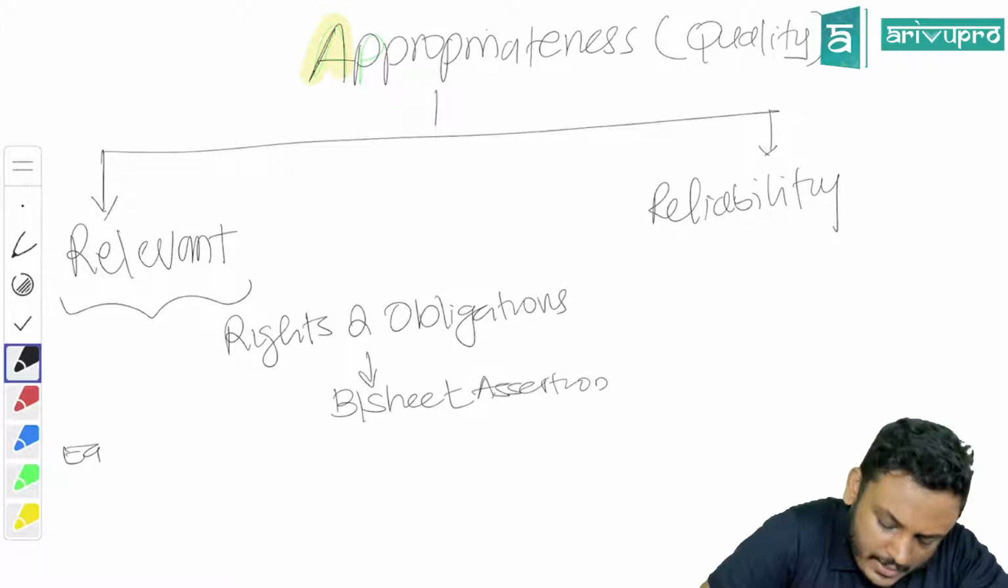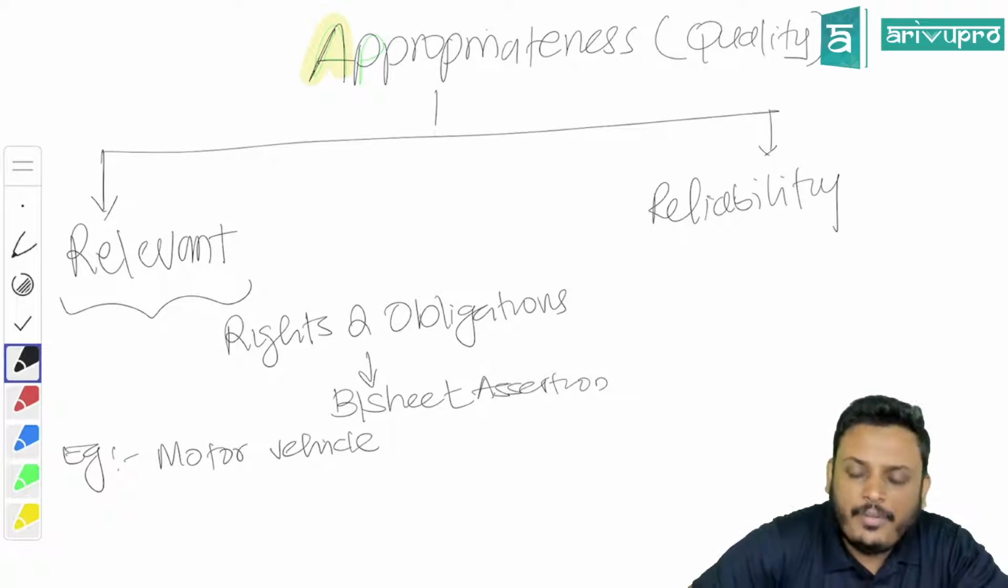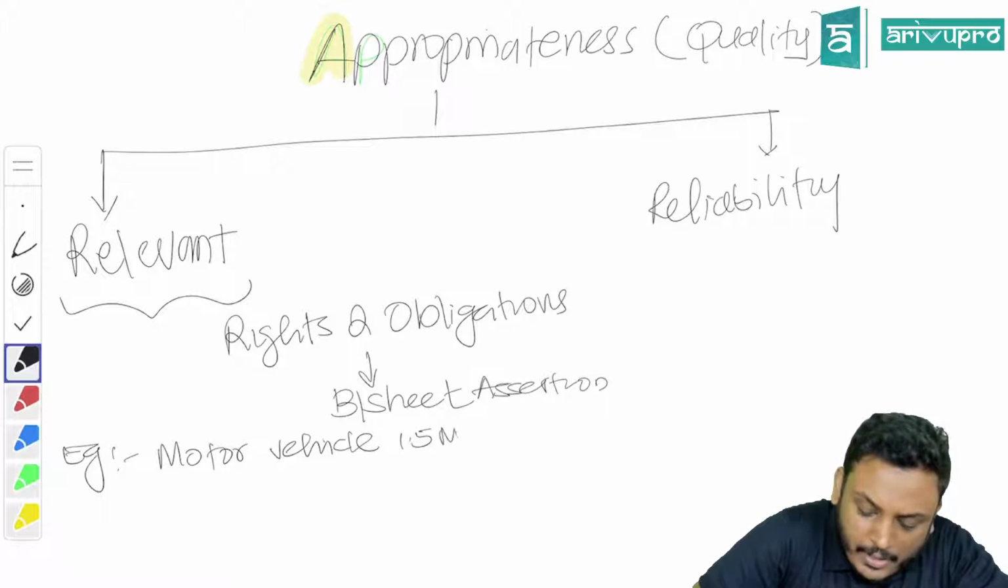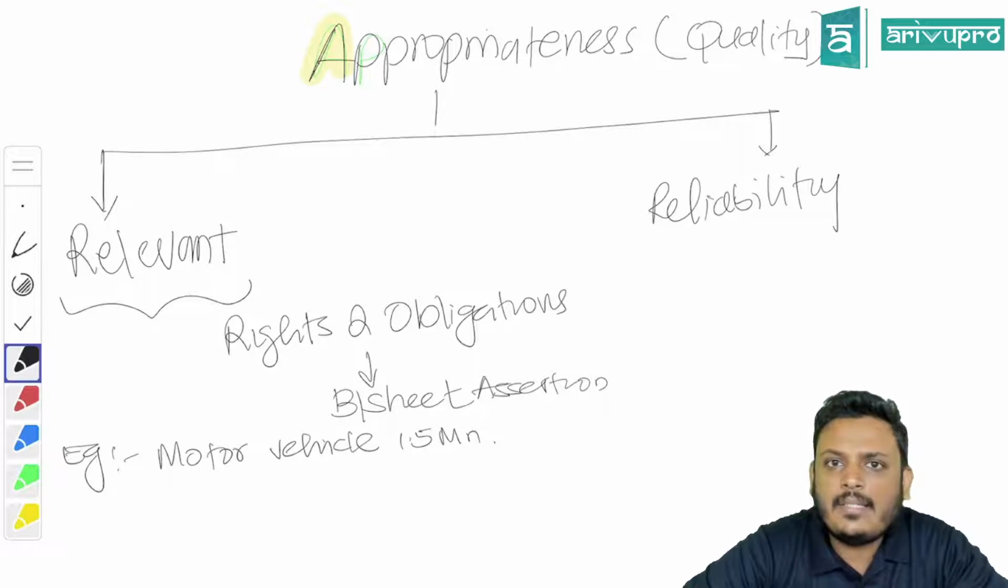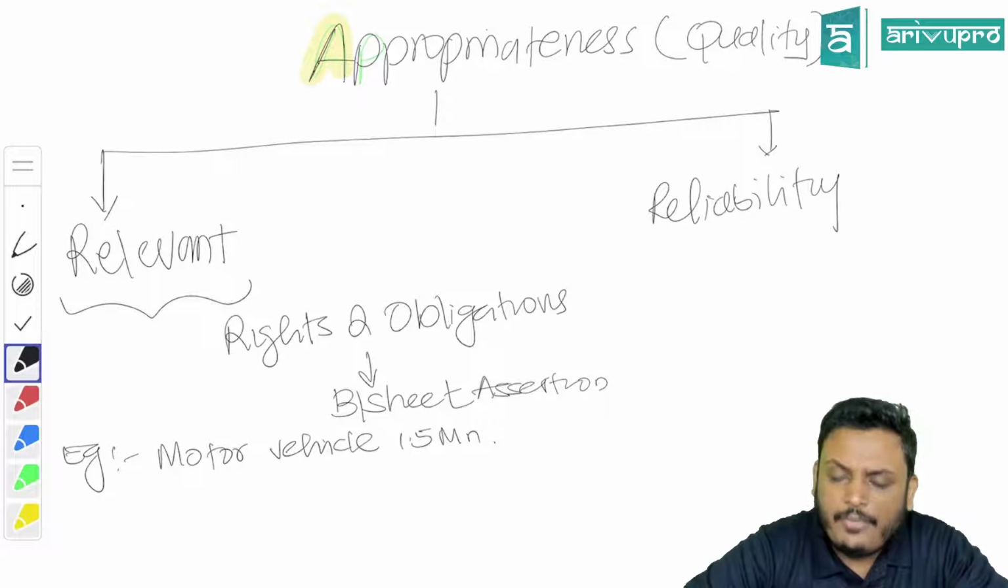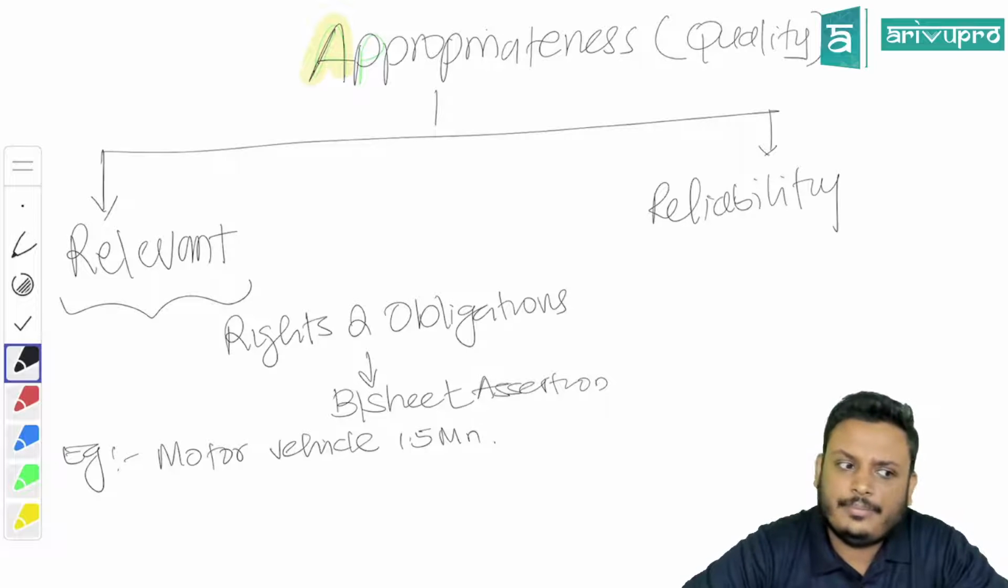For example, let's take a motor vehicle. The motor vehicle is 1.5 million. If you go to a client's place, the client gives you the financial statements, and in them the value of the motor vehicle is 1.5 million. As an auditor, you need to first verify whether this motor vehicle actually belongs to the company or not.